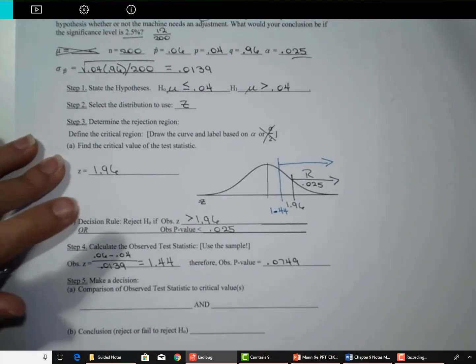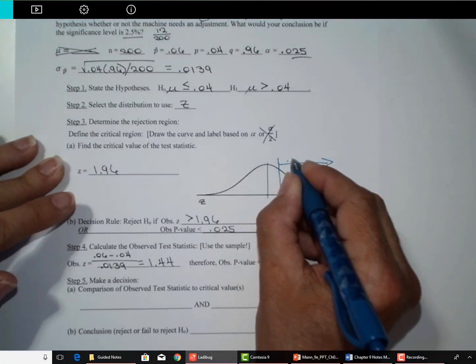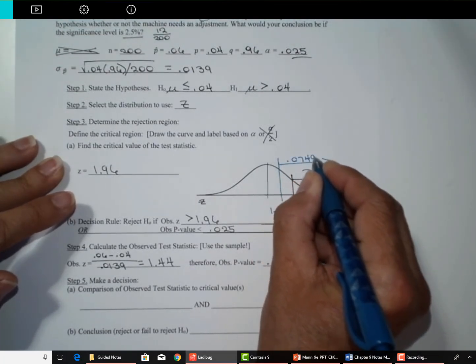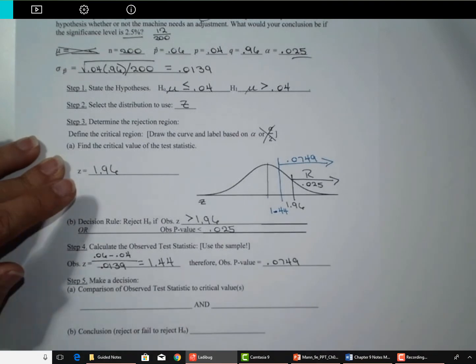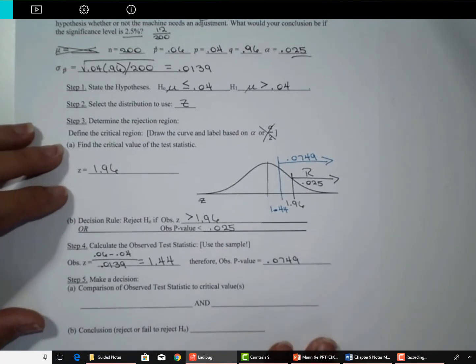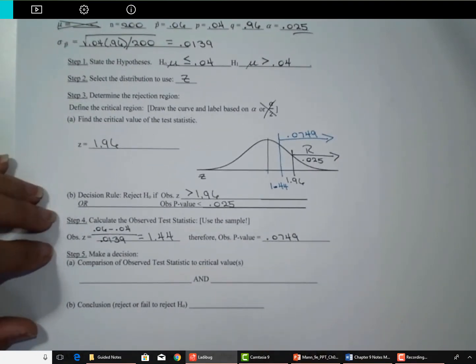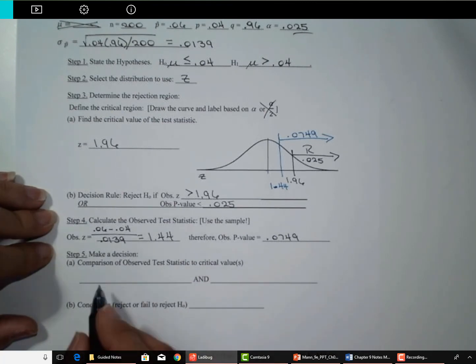0.0749 is what this area is. It's definitely bigger than my rejection region, isn't it? So it looks like both tests are going to fail on me. But let's see what I do.